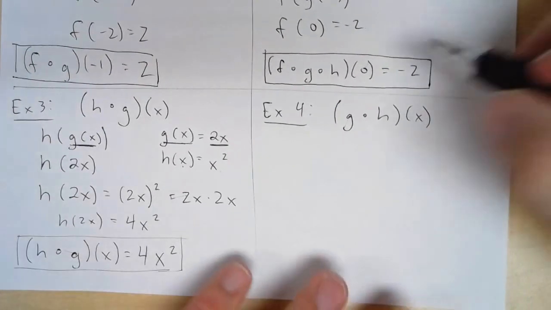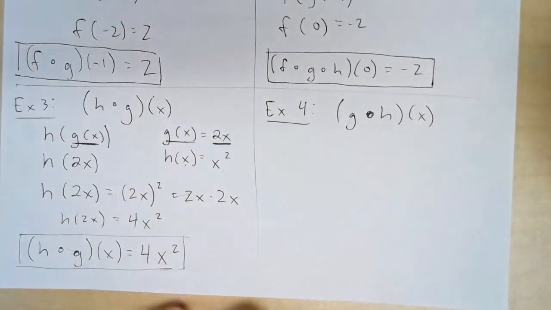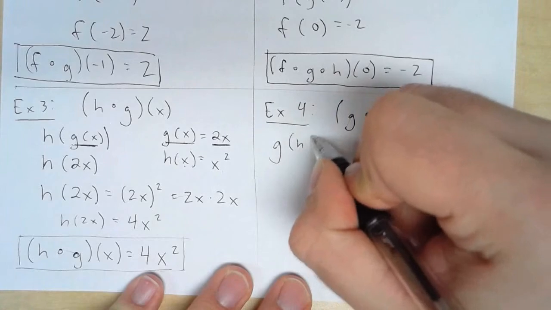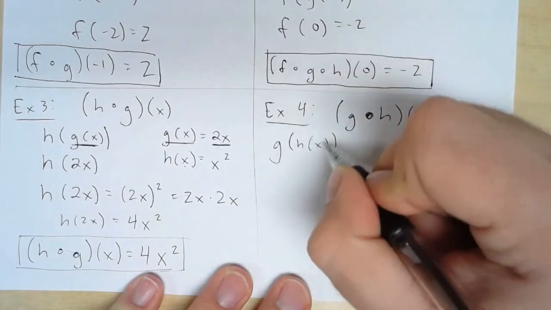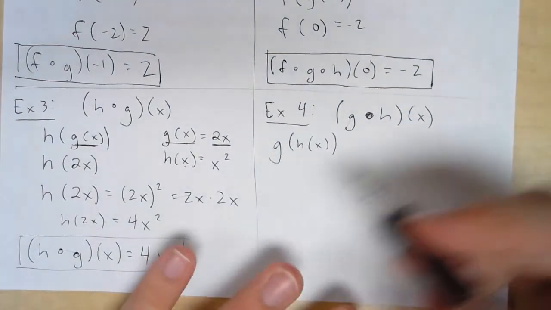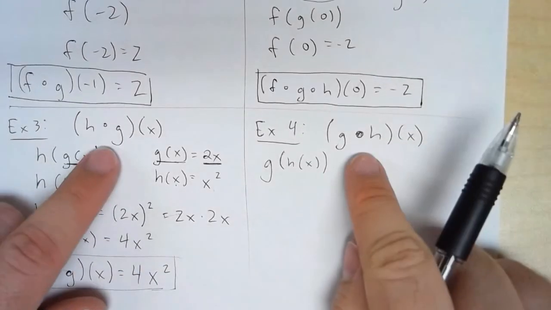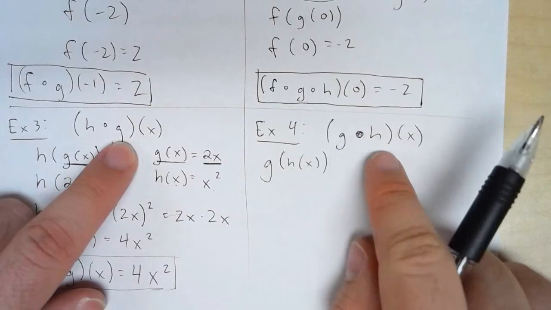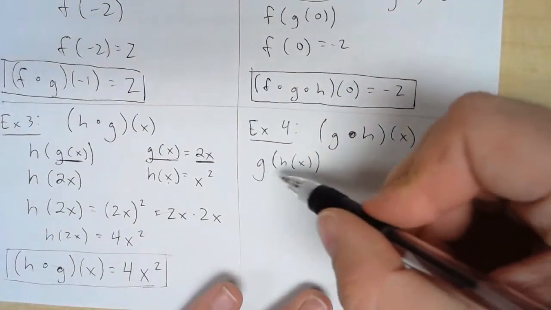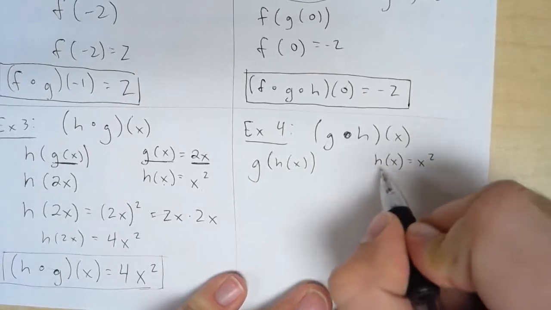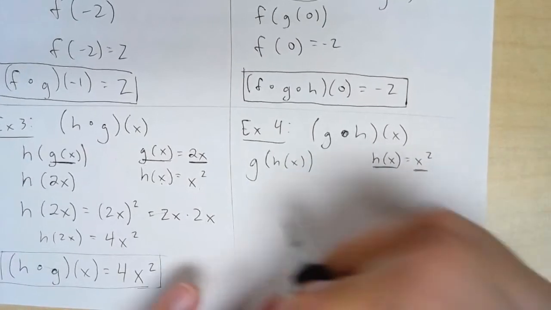Okay, example 4. G of h of x. So let's rewrite this as g of h of x, and make sure you put it in parentheses, so inside and outside. Okay. So h of x is x squared. Oh, it looks like these are backwards. We did h of g of x, now we're doing g of h of x. Okay, so h of x we know is x squared, which says we can replace h of x with x squared. We can substitute.